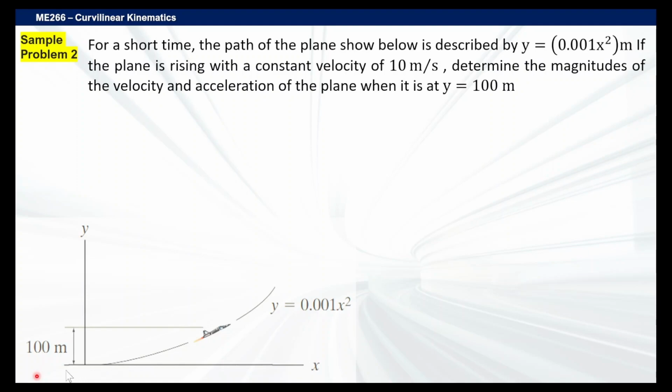So, there we go. And then next. Given natin dito is, of course, we have an equation of the path, which is y equals 0.001 x squared in meters. And then we have yung Vy, which is rising. So that will be yung clue natin. Rising siya at constant velocity at 10 meters per second.